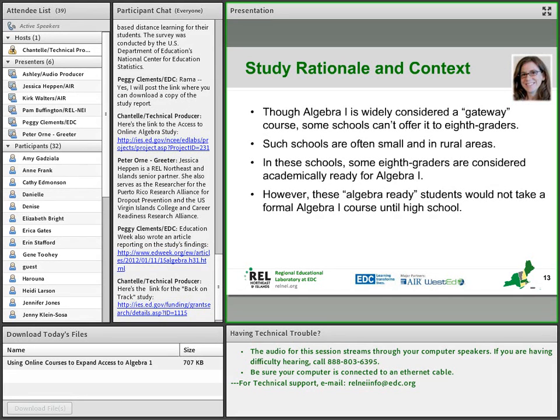Those of you in rural contexts are very familiar with this scenario, with other students who may have similar academic backgrounds as far as achievement goes, who did have access to Algebra I in 8th grade.